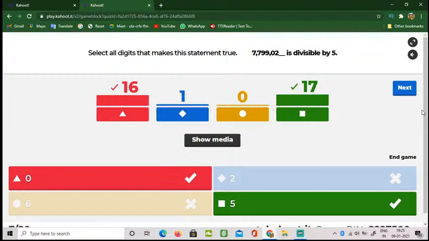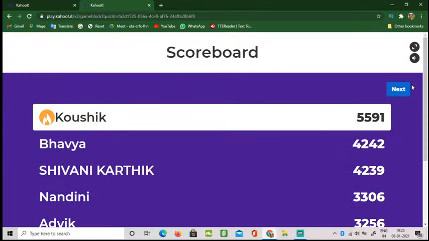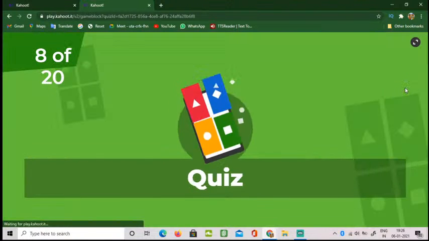And now let me go and see the scoreboard. Again, Kaushik in the first place, Bhavya in the second, Shivani Karthik in the third, Nandini in the fourth, and Advik in the fifth. So there are no changes in the places. So now let me go into the next question.